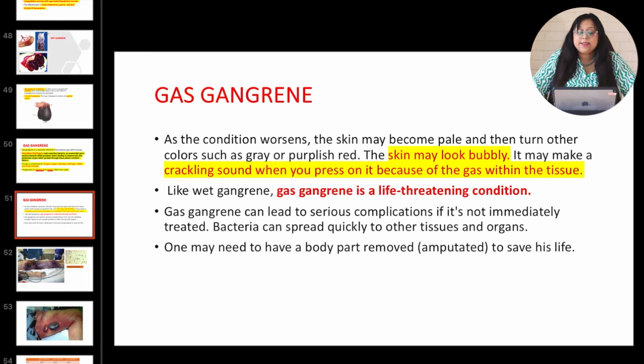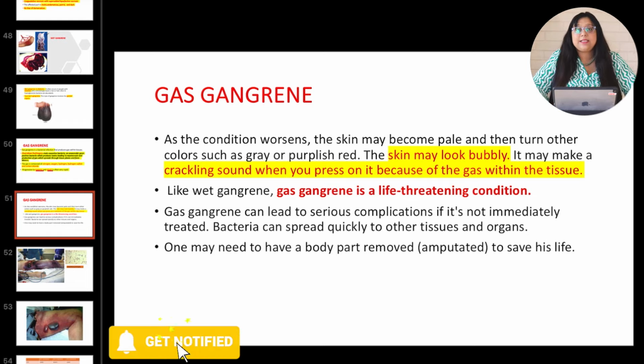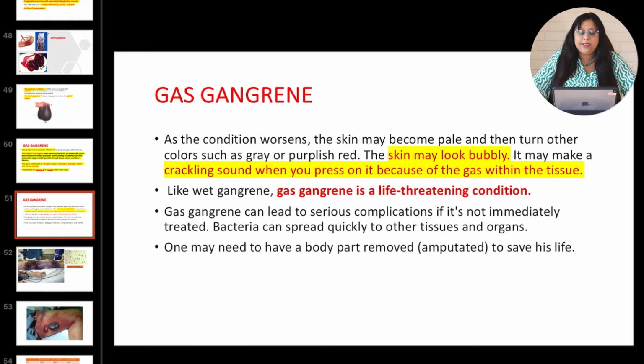It can lead to serious complications if not immediately treated because bacteria can spread quickly to other tissues and organs. So, the surgical intervention here is mostly required immediately to save the patient's life.